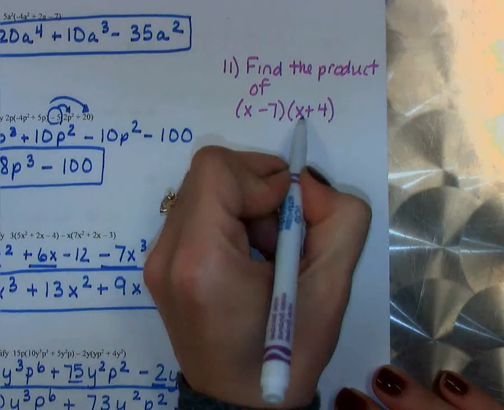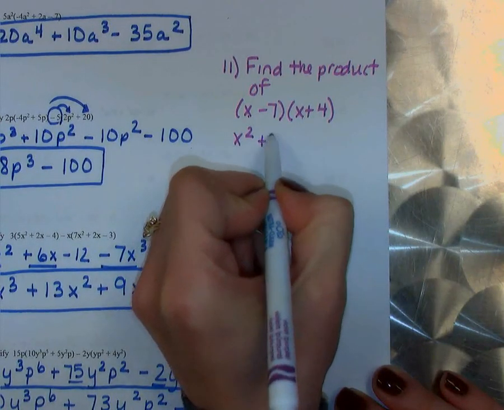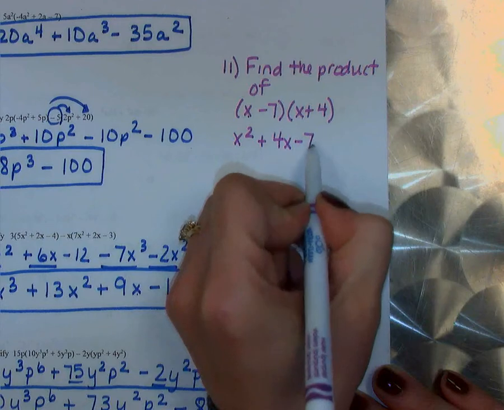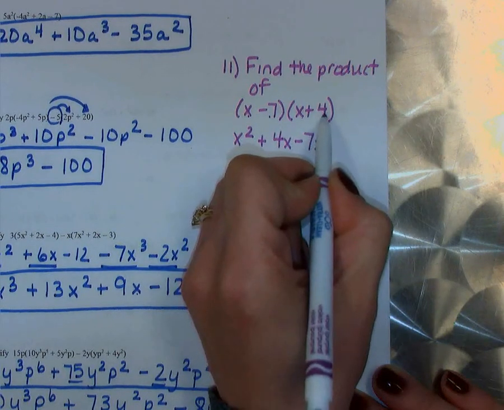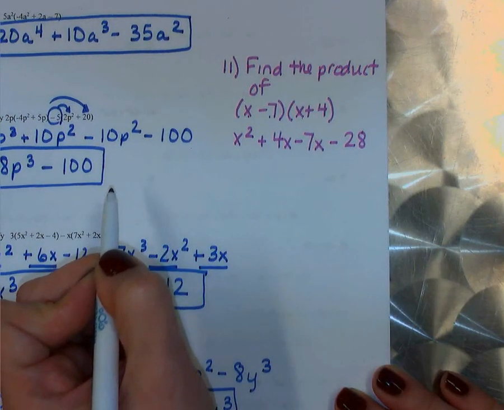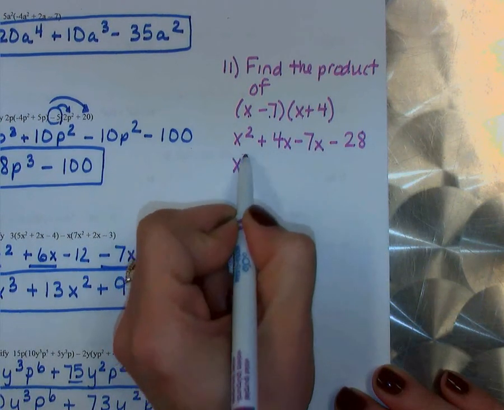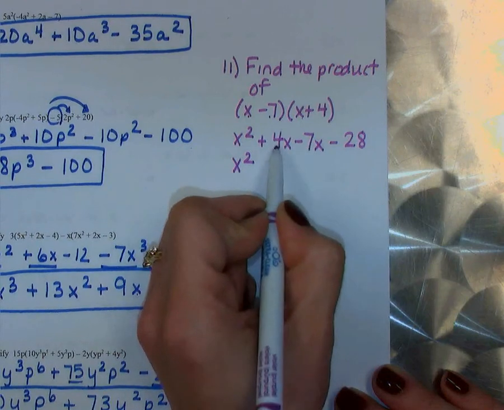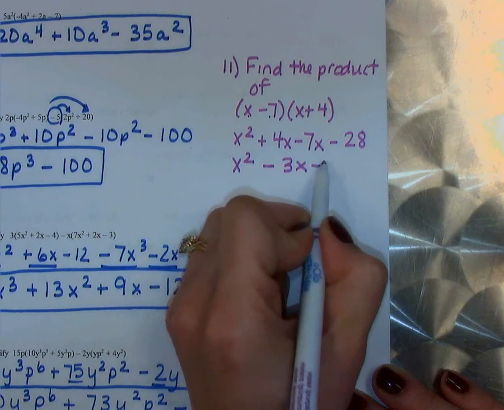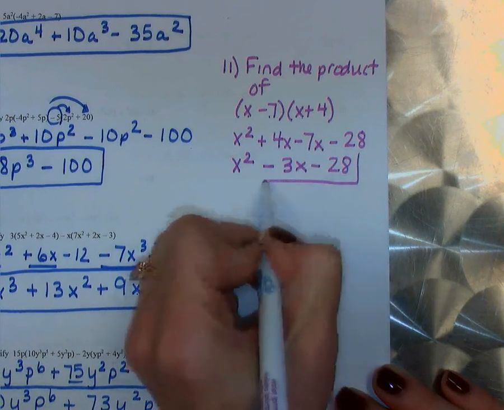X times x gives you x squared. X times 4 gives you plus 4x. Negative 7 times x, negative 7x. And negative 7 times 4 is negative 28. Now, we want to look and see, do we have any like families? Yes, we do. We have an x and an x. So I write down my x squared. I want to combine these coefficients to give us negative 3x minus 28. Highest exponent to lowest, simplest standard form.